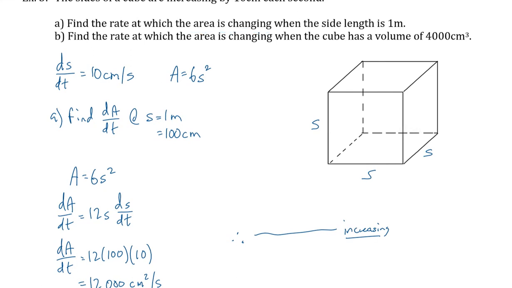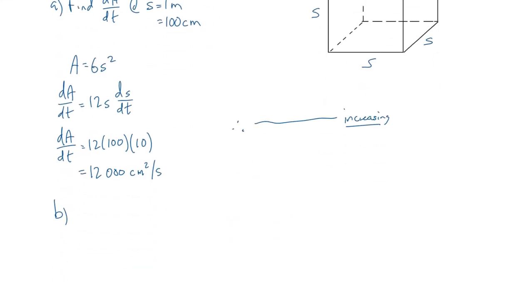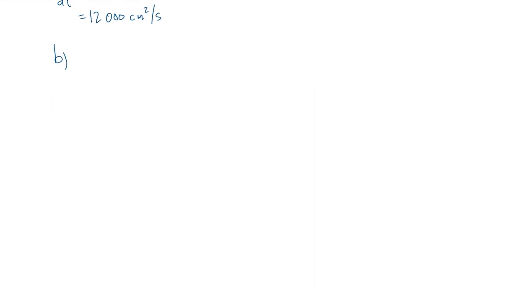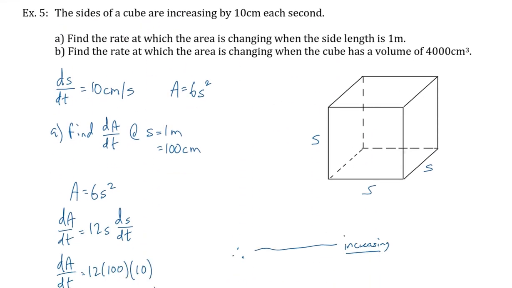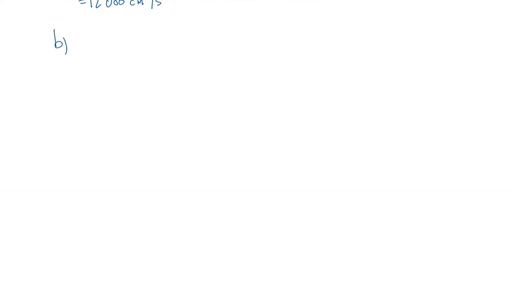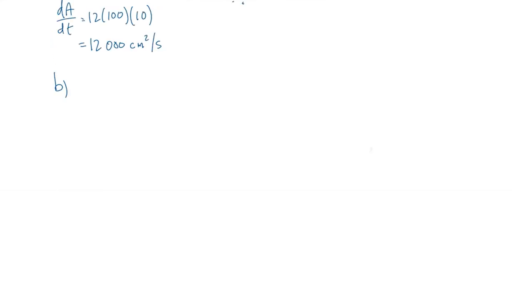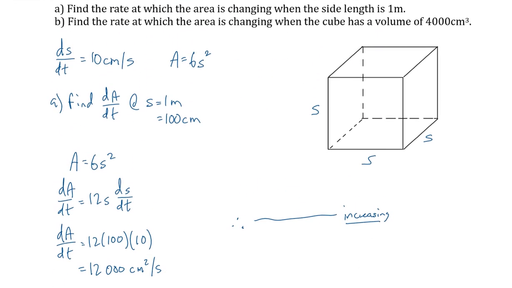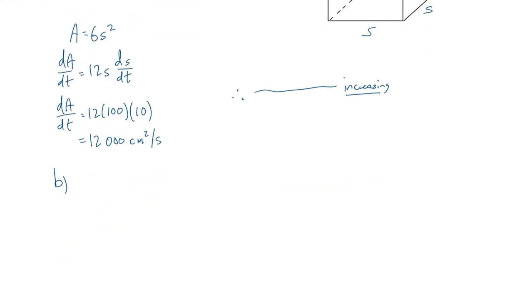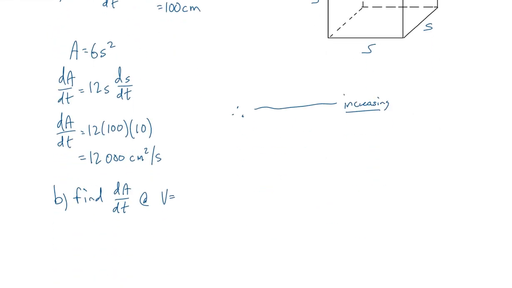Find the rate at which the area is changing when the cube has a volume of 4,000 centimeters cubed. Okay, this is a good one. This is the reason why we were doing this. Oh, this one's volume, so it is a little bit different. But it is still asking about the rate of change of the area. So we're still finding dA by dt when the volume equals, what was it, 4,000? Yeah. Well, that's weird because volume's not even in there. So why is it saying volume?